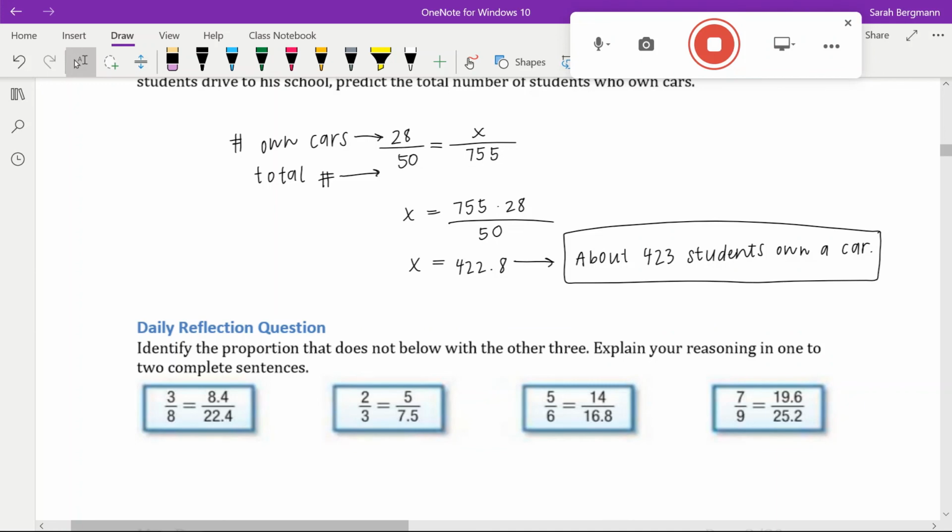Tomorrow, we will actually be able to apply these to shapes, and we will talk more about similar polygons.